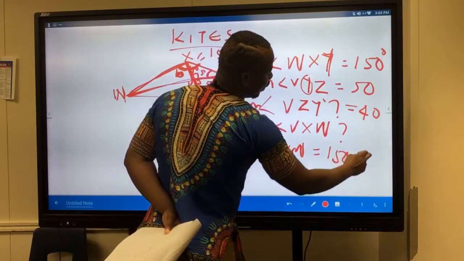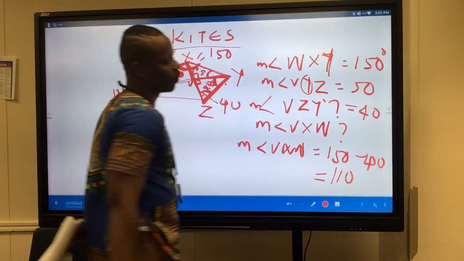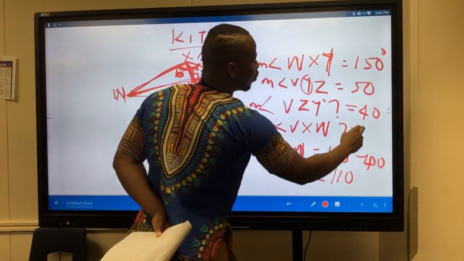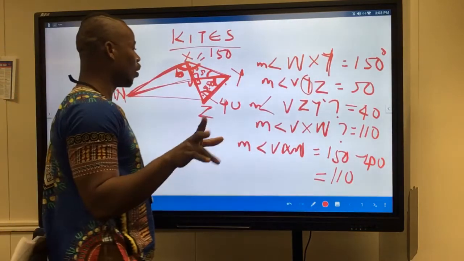150 minus 40, and that will give me 110. So that is the answer. So this is equal to 110. That looks pretty confusing, but watch.